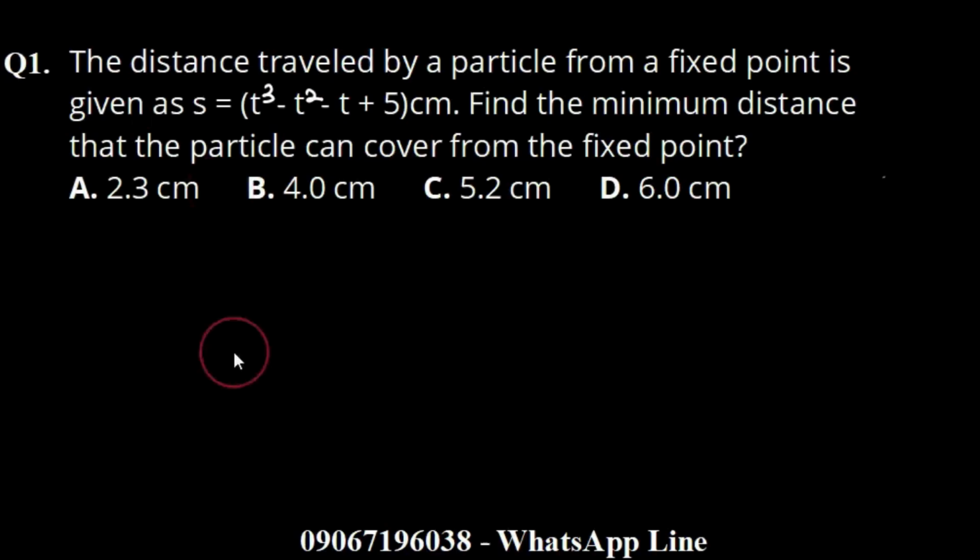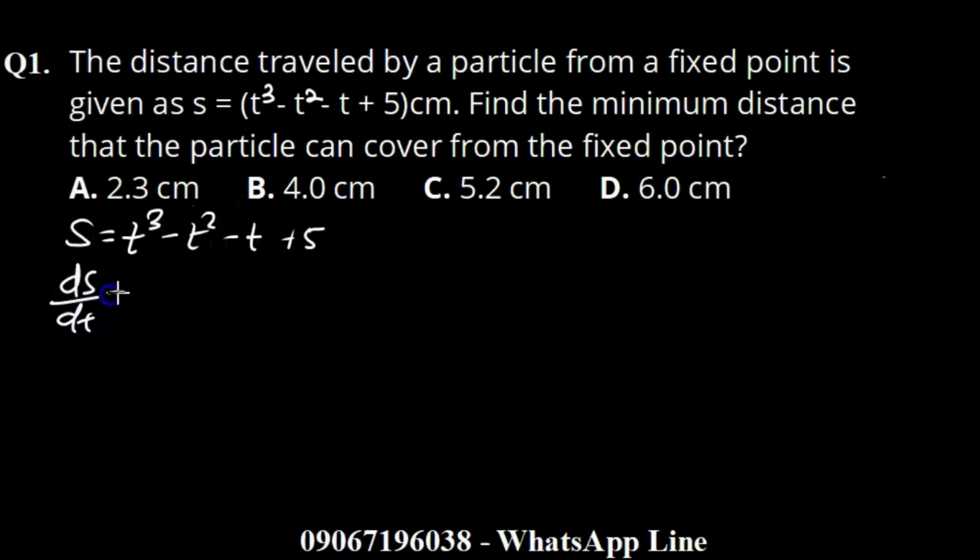So what we're going to do in this question is, first of all, rewrite this: s is equal to t cubed minus t squared minus t plus 5. We need to first of all find the derivative of this distance. This is going to give us ds over dt.